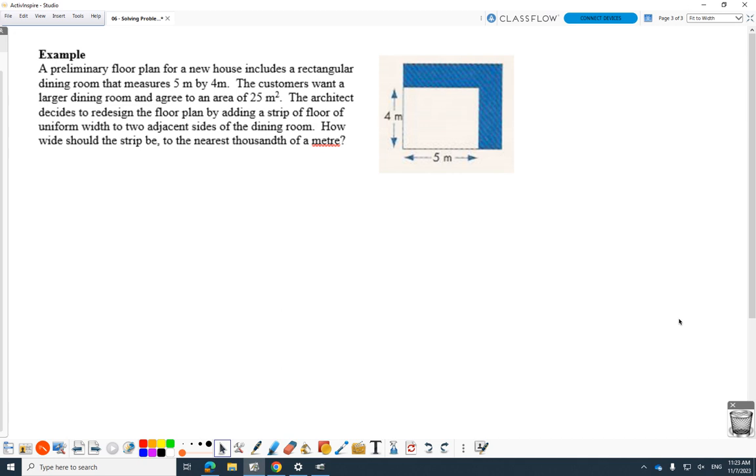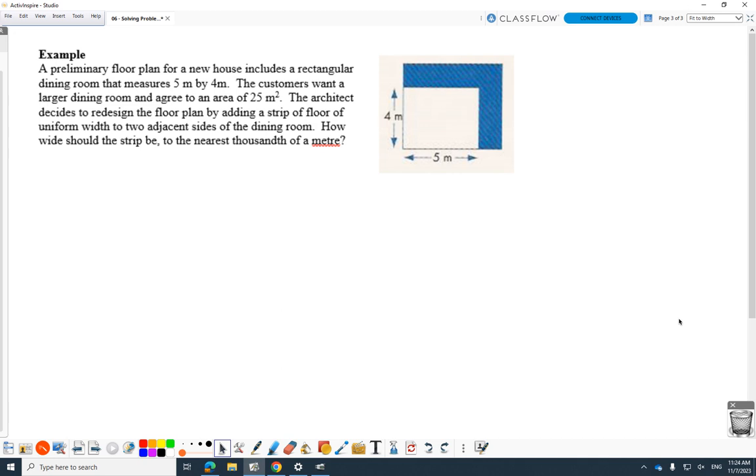The customer wants a larger dining room. Okay, so the diagram's a little hard to understand here. This is the current dining room right here. They look at the house plan, they go, no, no, bigger. They want 25 meters squared. How big is it right now? Current is 4 times 5, which is 20.